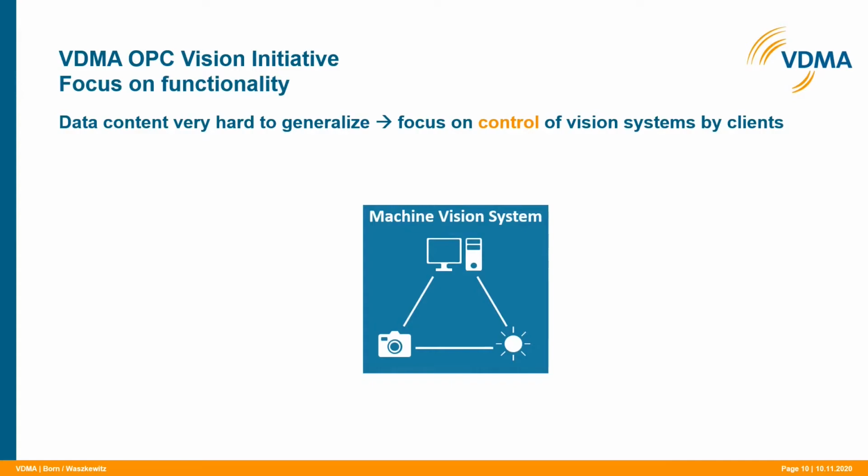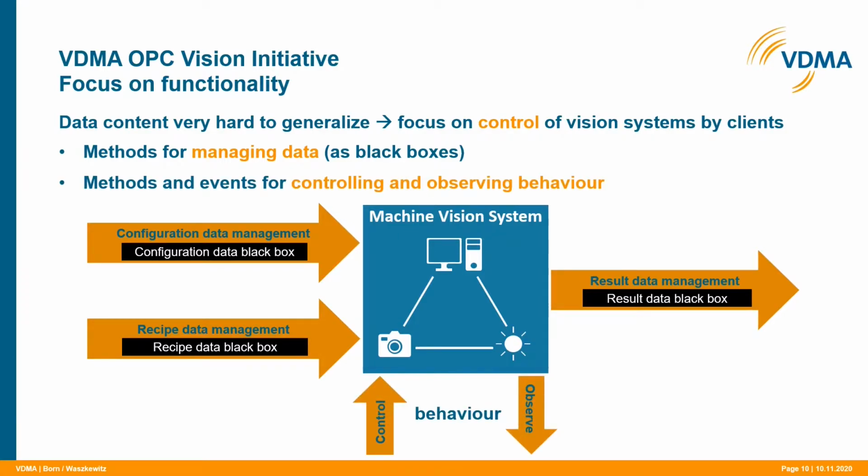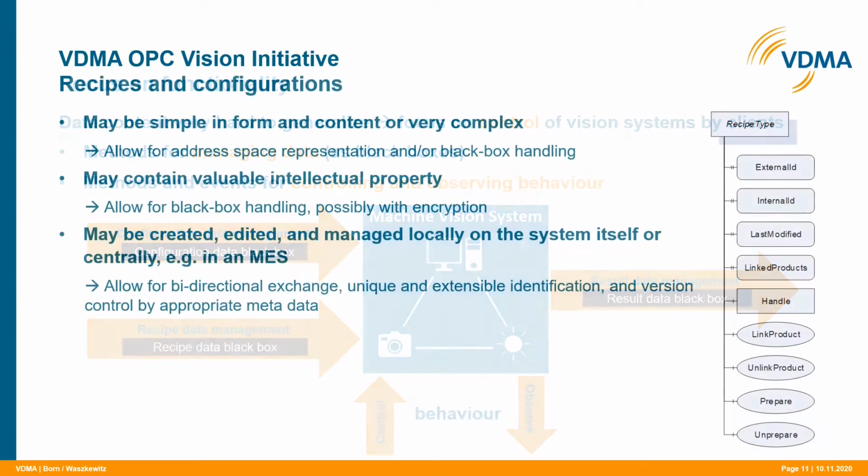Due to the enormous variety in systems and applications, the actual data content of vision systems is very hard to generalize, except inside narrow application domains. Therefore, this version of the standard focuses on methods for the management of configuration, recipe, and result data, and on control and observation of system behavior. And thus, the fundamental core element of the specification is the state machine. But first, a few words on data management.